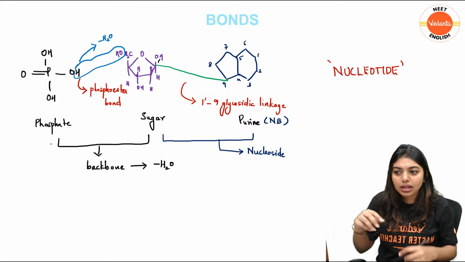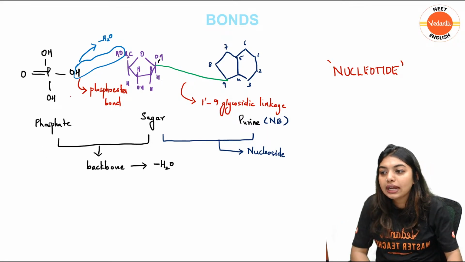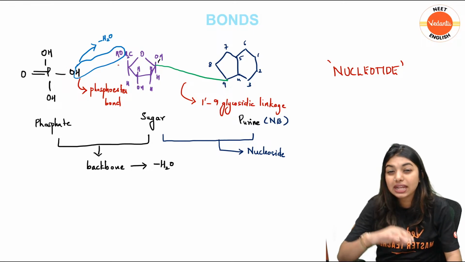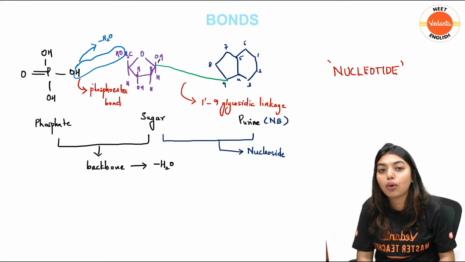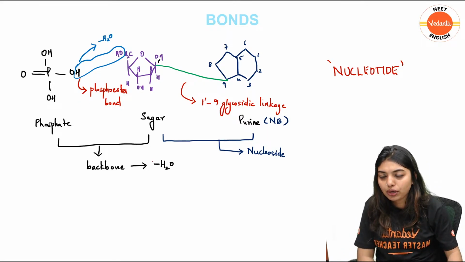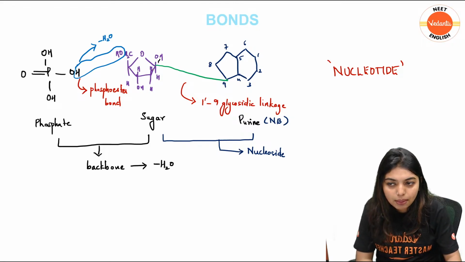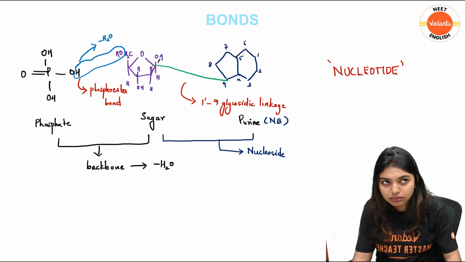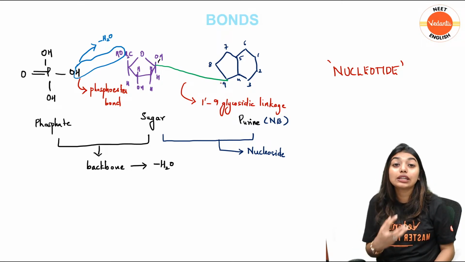First we had a phosphate group. The phosphate group has to bind with a sugar. How? This OH of the phosphate will bind with the OH here and one water molecule will be removed, forming a phosphoester bond. Then we have the sugar with a purine or a pyrimidine. The first carbon of the sugar binds to the ninth carbon of the purine and forms a glycosidic linkage.